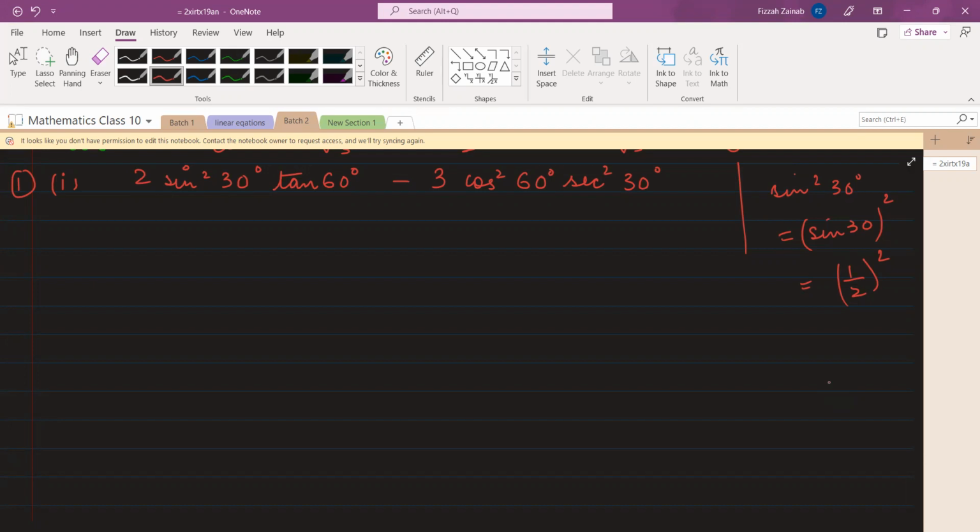Yes, what is the value? Come on, it's very easy. Ma'am, I got root 3 minus 6 by 2. Minus 6. No, no. Root 3 minus.